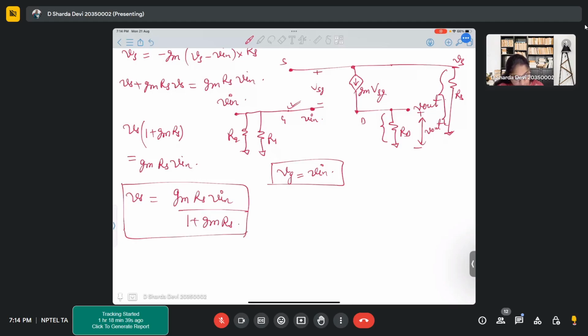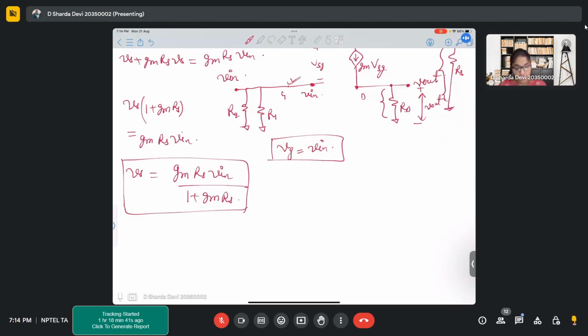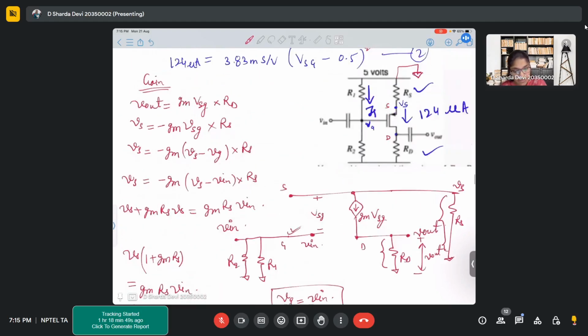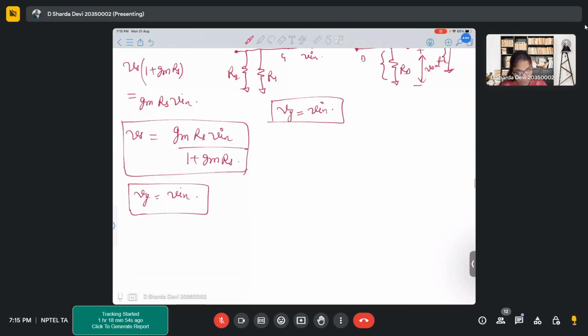So we have found out Vs, and we know Vg equal to Vn. Now here we said V out is gm Vsg into Rd, right? So V out is gm Vsg into Rd. We'll substitute the value of Vs. That is gm (gm Rs Vn by 1 plus gm Rs minus Vn) into Rd.